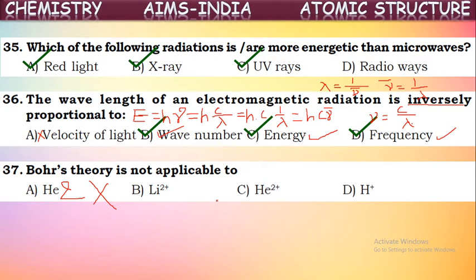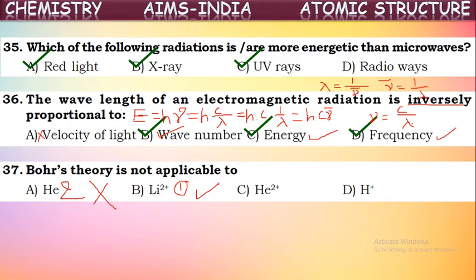What about Li+2? Lithium atomic number is 3. As it is shown here, +2 charge. It means it lost 2 electrons. So there are 3 electrons. Out of 3, 1 and 2 are lost. How many will remain? Only 1 electron. So it comes under single electron species, to which Bohr's theory is fairly applicable. So for this it is applicable.